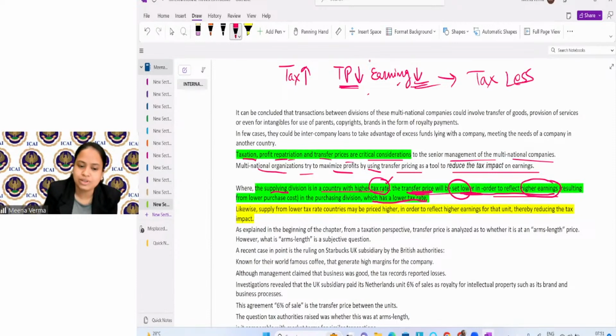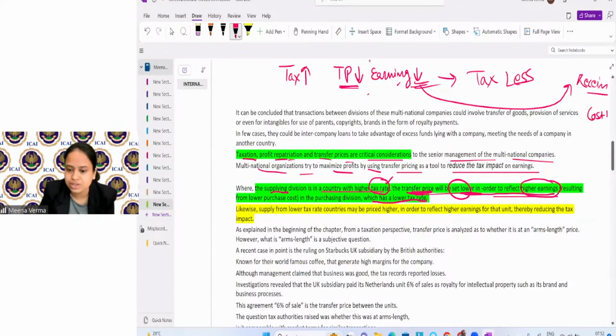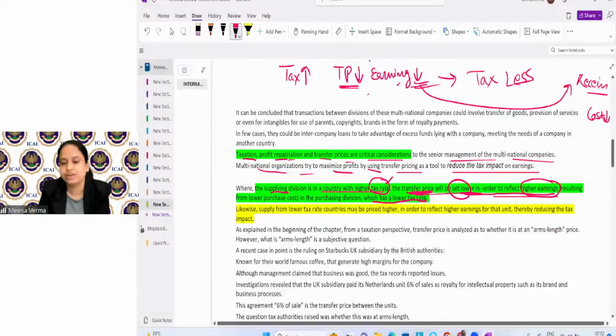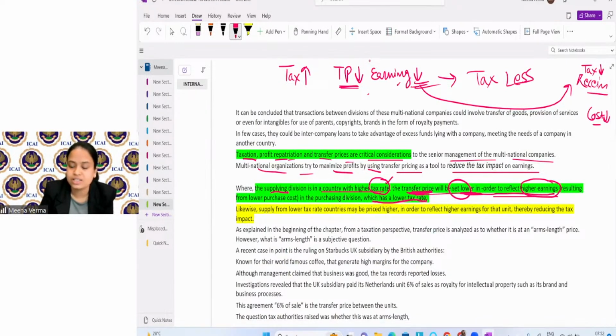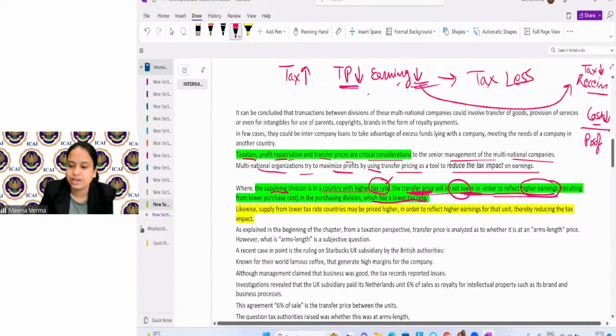Okay. So what will happen? This will be a lower cost for the receiving division. Receiving division ka cost will reduce, right? And in this receiving division, we assume, for example, the tax rate is less. Okay, cost will reduce. This will increase the profitability, right? But though the profit is high, the tax rate is less, so again you are saving the tax.